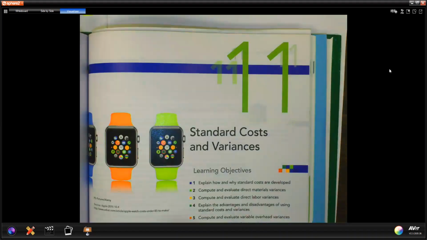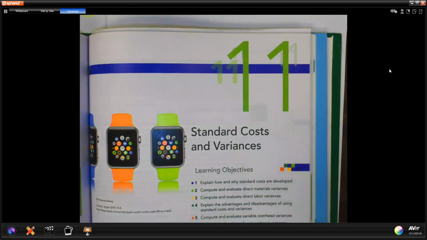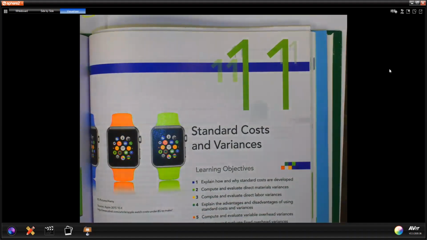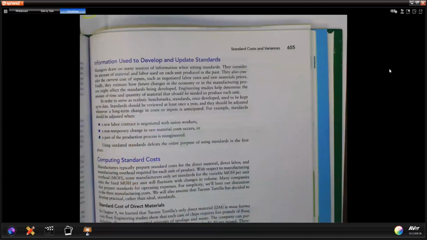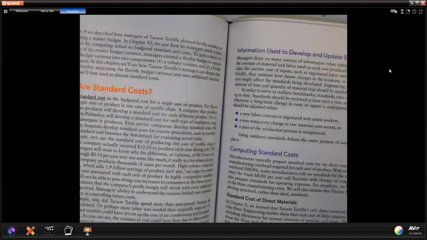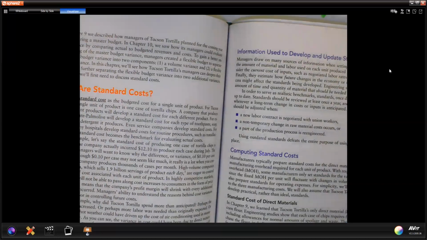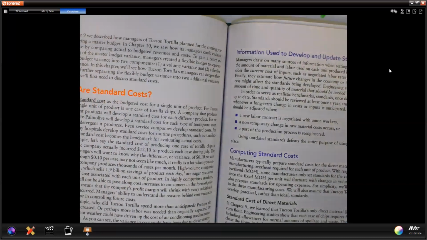Chapter 11 is basically talking about one important thing, the standard cost, and then how we break down our flexible budget variance into two parts based on the direct material, direct labor, variable manufacturing overhead, and fixed manufacturing overhead. I'm not going to go through the textbook page by page, but make sure you read the textbook because I think our handout is very similar to our textbook. I just summarized some formulas for you to do all of the calculations.